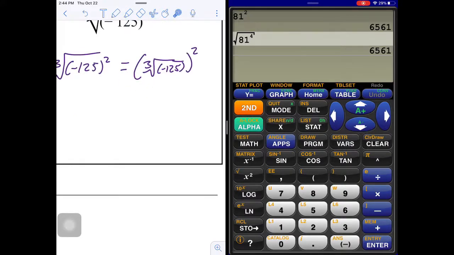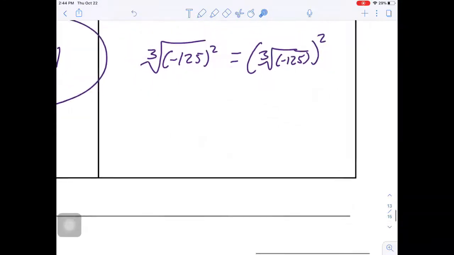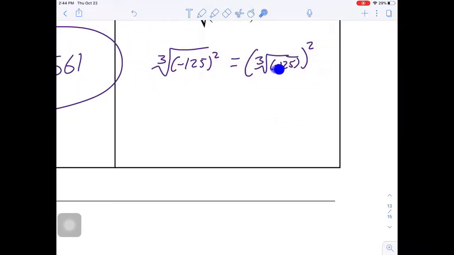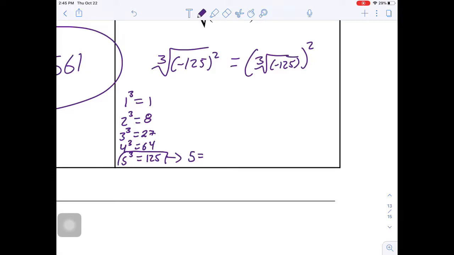Because hopefully by this point, you understand what the cube root of negative 125 is. If you don't, that's okay, let's figure it out. So 1 cubed is 1, 2 cubed is 8, 3 cubed is 27, 4 cubed is 64, and 5 cubed is 125. There's our solution there, and this means 5 equals the cube root of 125.